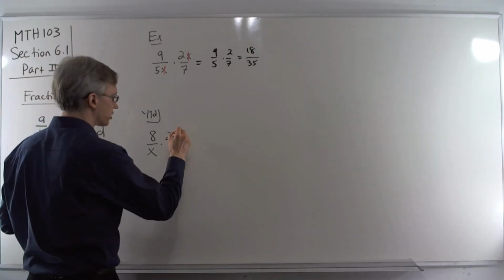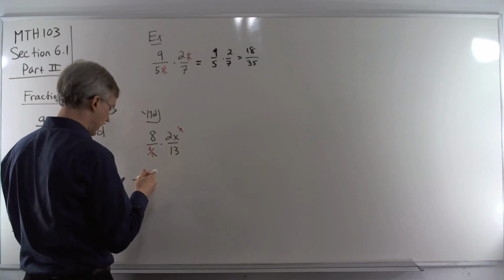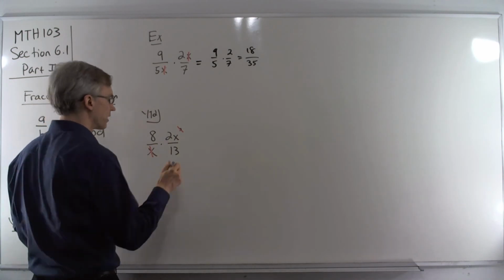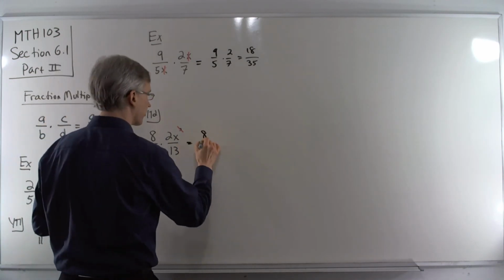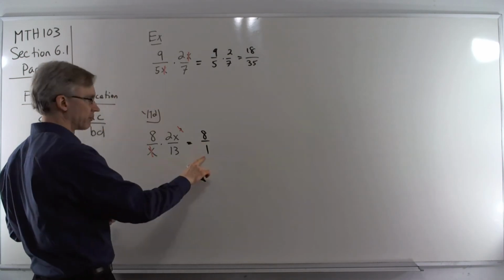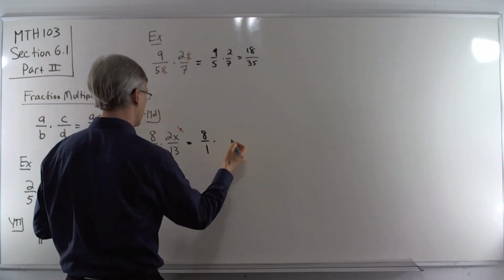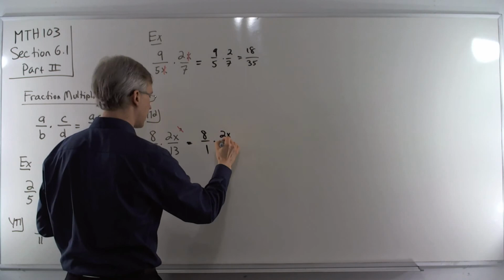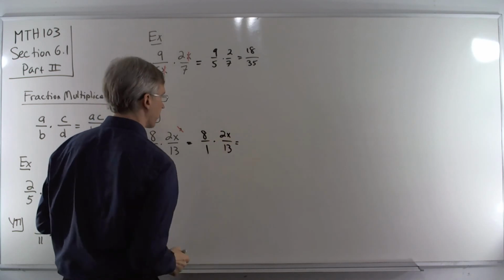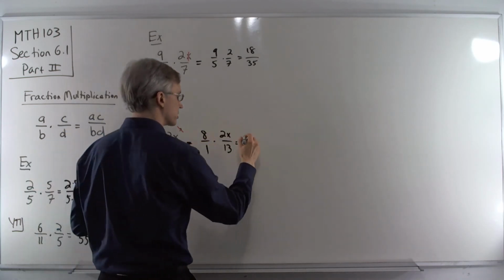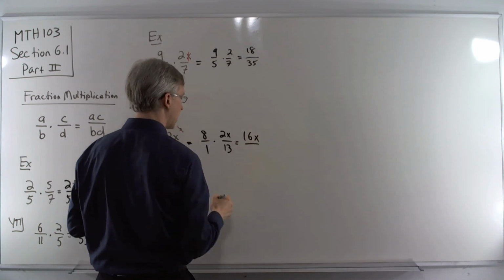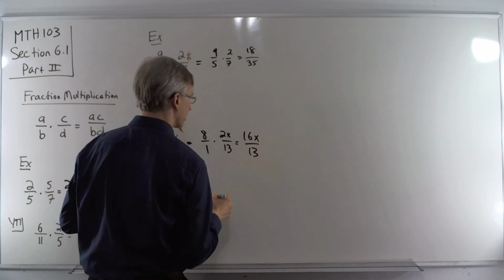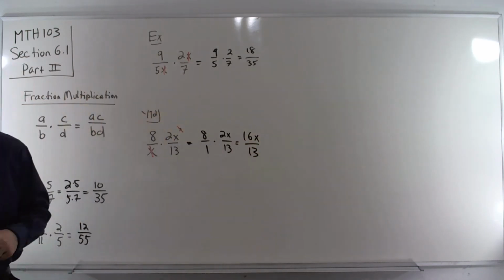Now in this one, we've got 2 x's on top and 1 on the bottom, so I'm going to cancel those out. And if I rewrite this one, we get 8 over 1. Keep in mind when you cancel, you leave behind 1, not 0. And over here, we got 2x on top and 13 on the bottom. Now we can just multiply straight across. 8 times 2 is 16, so we get 16x on the top, and 1 times 13 is 13 on the bottom. 16x over 13.